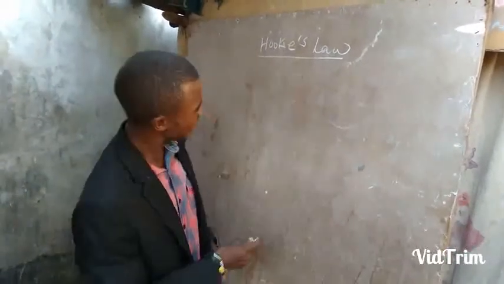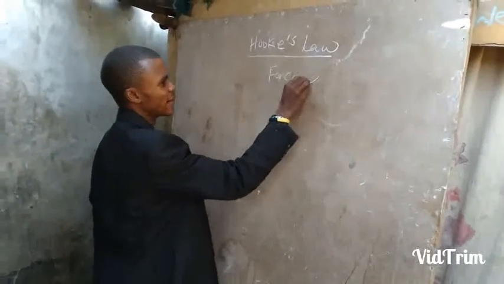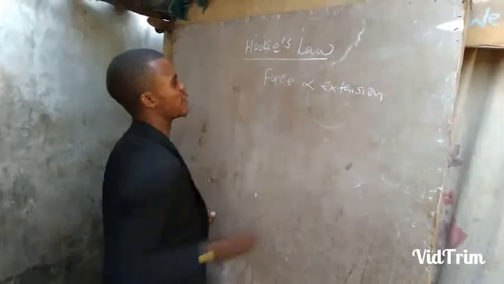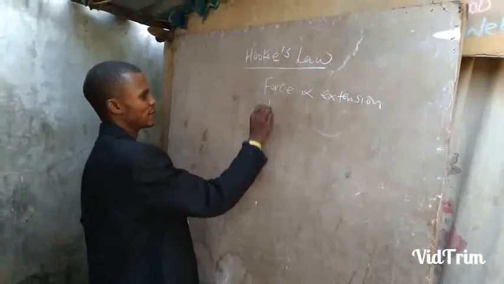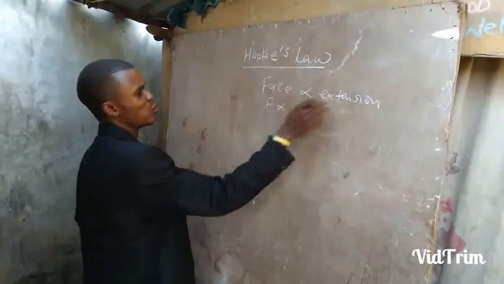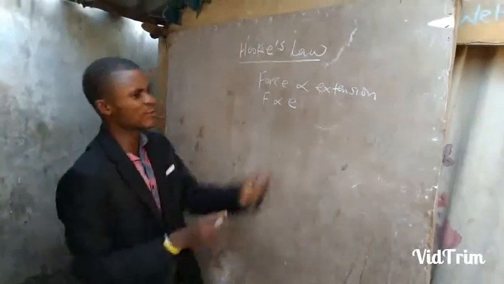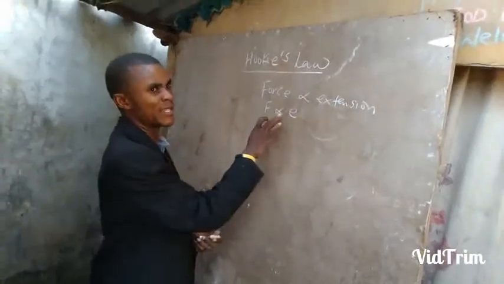Now, mathematically, you can write the force is directly proportional to the extension. You can represent force as F. F is proportional to E. You can take extension as E. Now, this one becomes a variation. And in variation, we always change the proportionality sign.